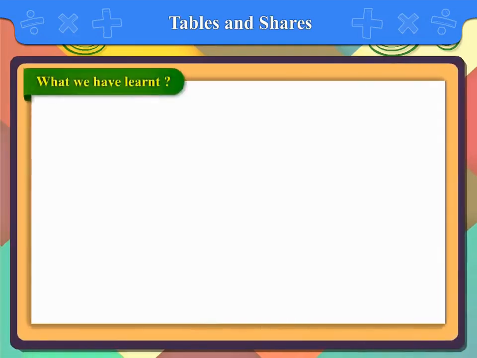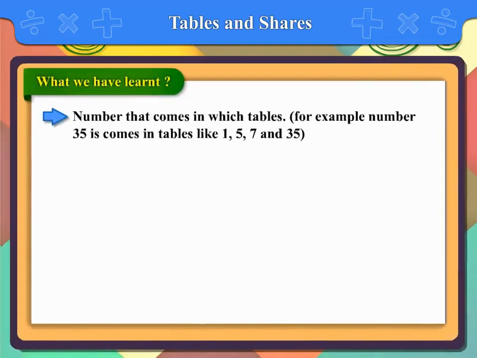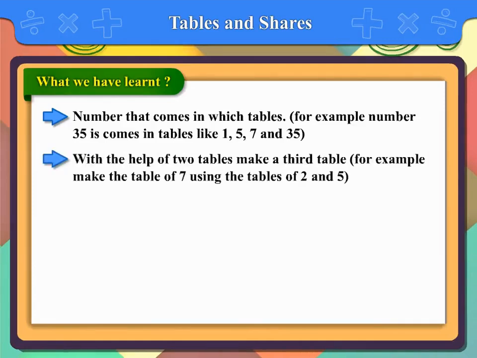What we have learned. Number that comes in which tables. For example, number 35 comes in tables like 1, 5, 7 and 35. With the help of two tables, make a third table. For example, make the table of 7 using the tables of 2 and 5.